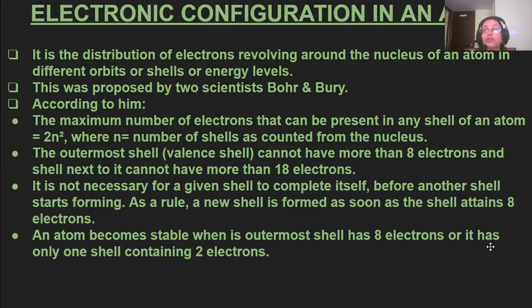Now the outermost shell, which is known as the valence shell, cannot have more than 8 electrons, and the shell just previous to the valence shell cannot have more than 18 electrons. So the outermost shell will have 8 electrons at the most, and the penultimate shell, that is the shell just before the ultimate, outermost shell, will contain not more than 18 electrons.